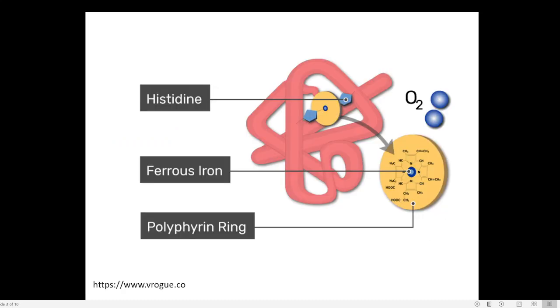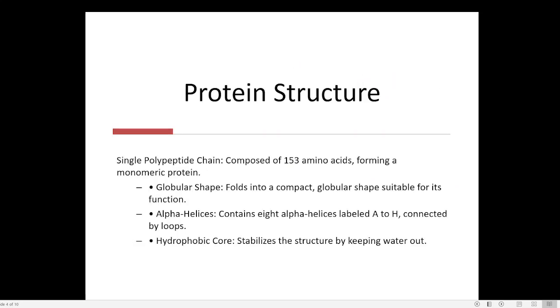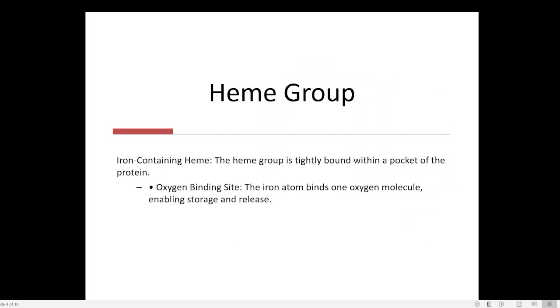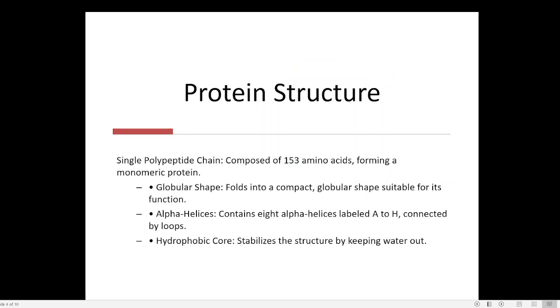There is a single polypeptide chain. There is a hydrophobic core, mainly formed of the heme group, and there will be histidine molecules there. And if you look at the nature of the polypeptide chain, it has 8 helices. So that is the structure of the myoglobin.